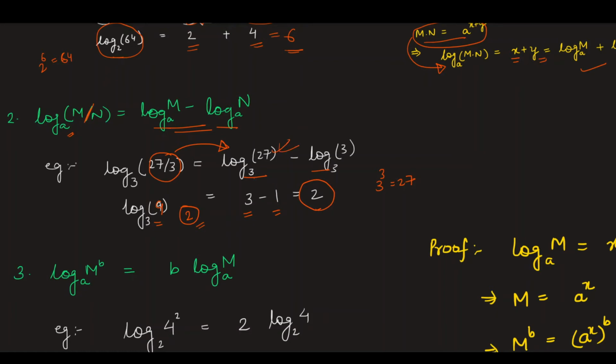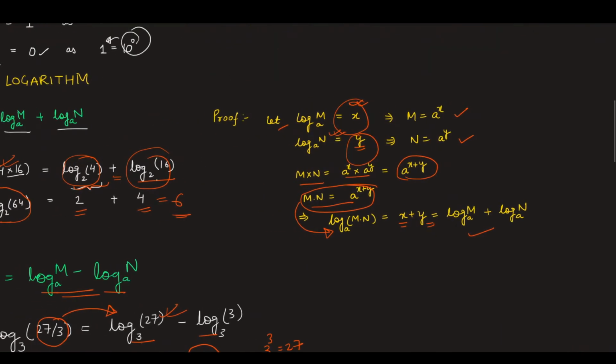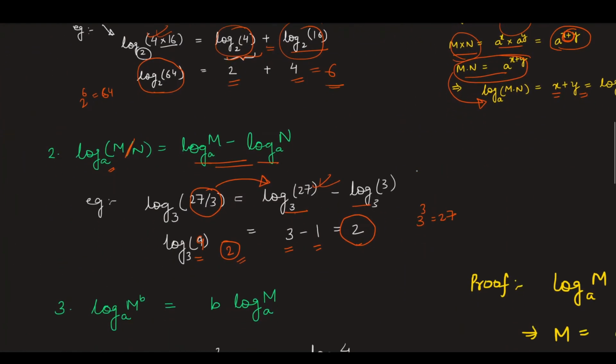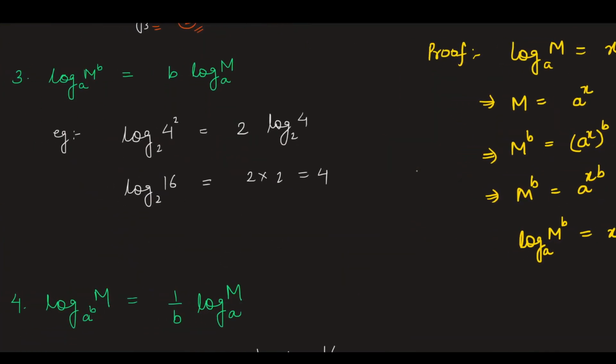So it is a valid property. Its proof is similar to this one. You just have to replace this with a minus sign, and it will be divide instead of multiply. Okay, so you can do that. Then we move on to the third property.